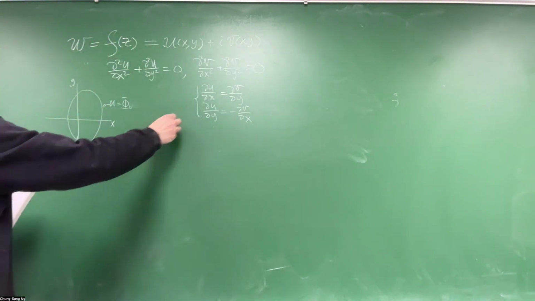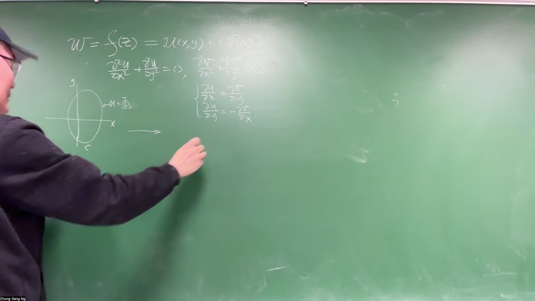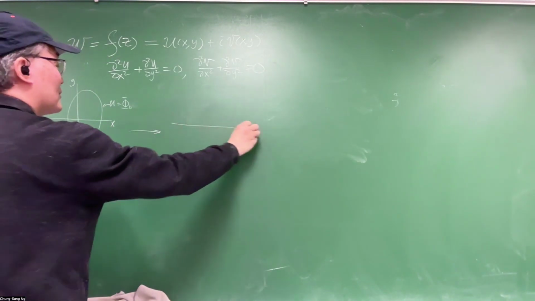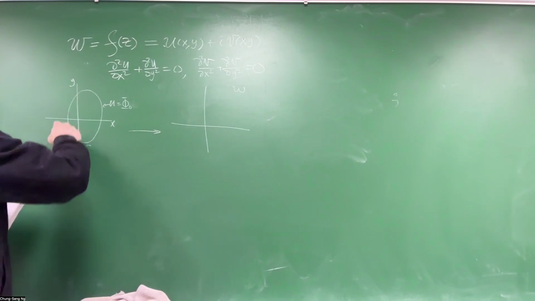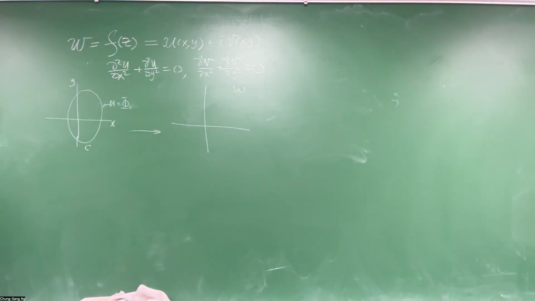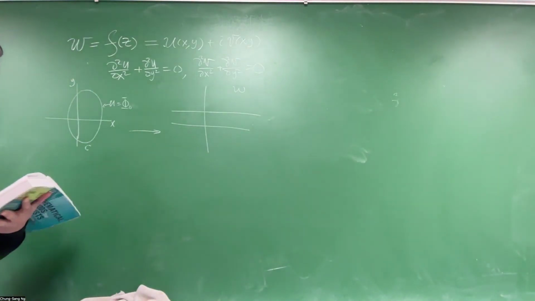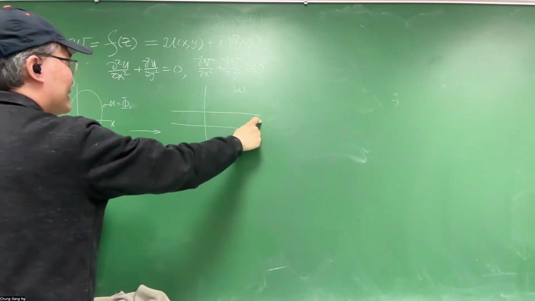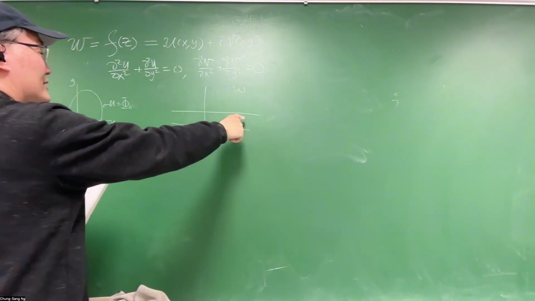But if you first find a mapping to a W plane, and the geometry of this boundary maps to a simple boundary, like just a straight line, sometimes you can find a mapping that does that trick, that makes satisfying the boundary condition much easier.